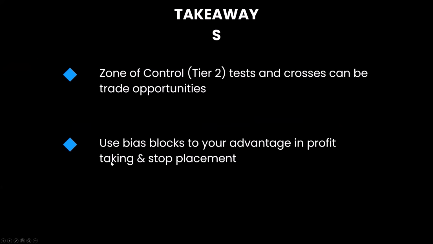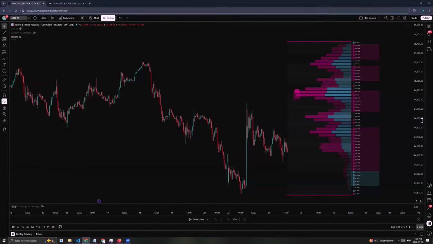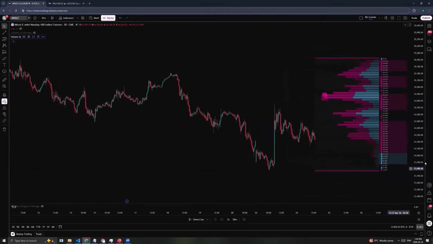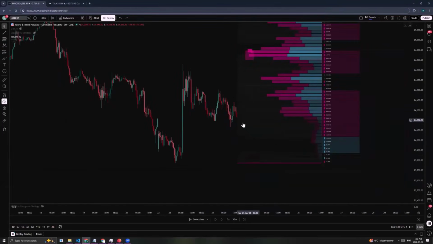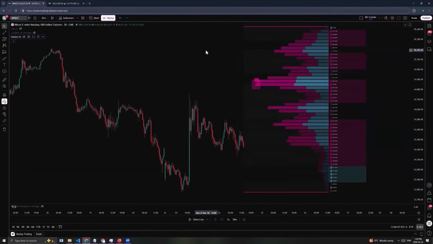And the final thing that I didn't get to speak too much about is using these bias blocks to your advantage in profit taking and stop placement. So here, for example, on this chart, we shorted up there. A nice spot to take profits might be down here where there's buyers. We might see that, starts to find support down there. So use all the information from the indicator that you can.